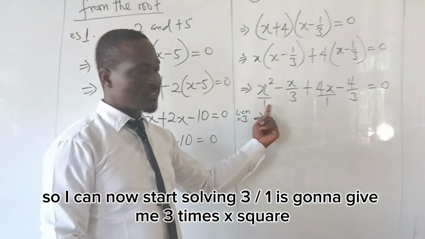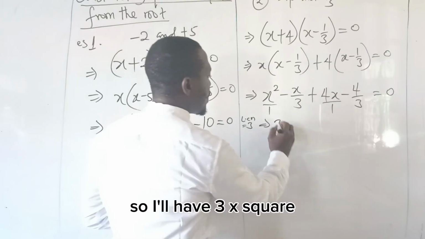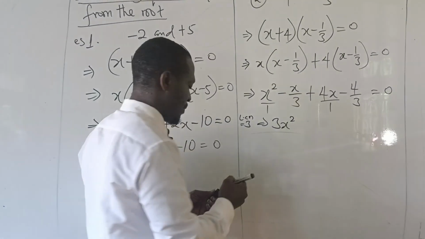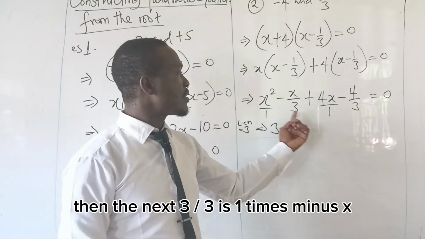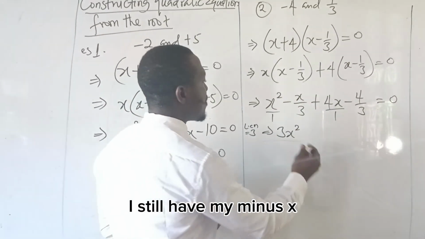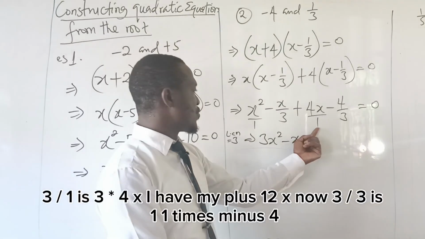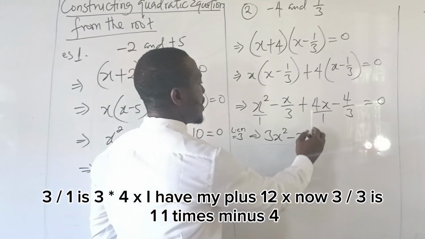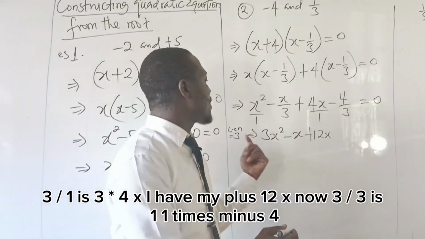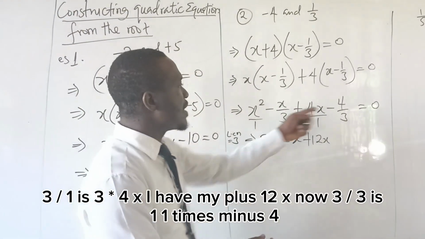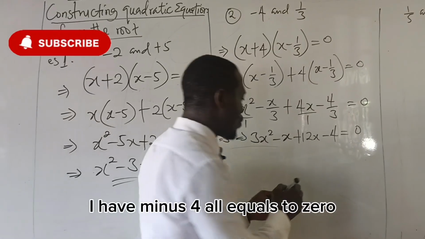3 divided by 1 is going to give me 3 times x squared. So I'll have 3x squared. Then the next, 3 divided by 3 is 1 times minus x. I still have my minus x. 3 divided by 1 is 3 times 4x. I have my plus 12x. Now 3 divided by 3 is 1. 1 times minus 4, I have minus 4, all equals to 0.